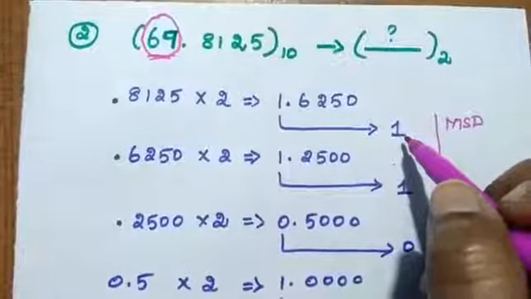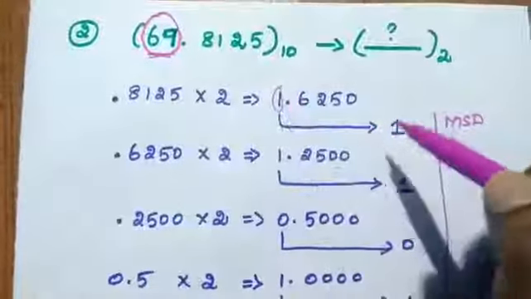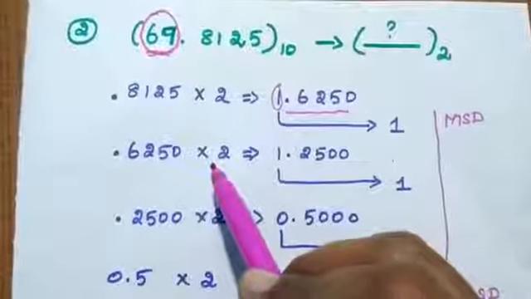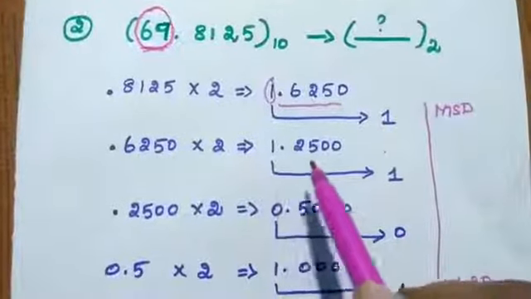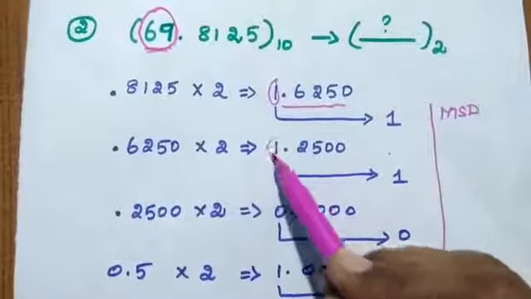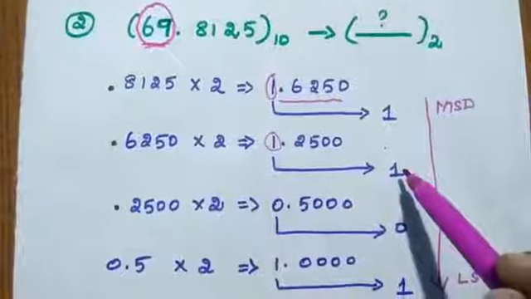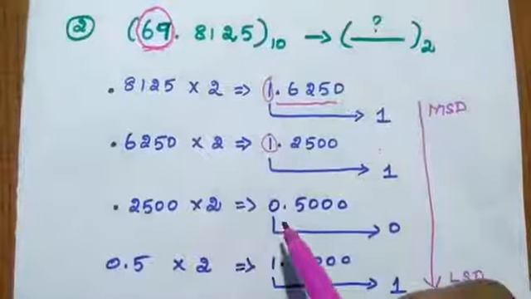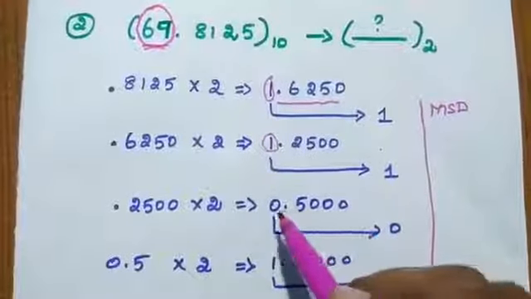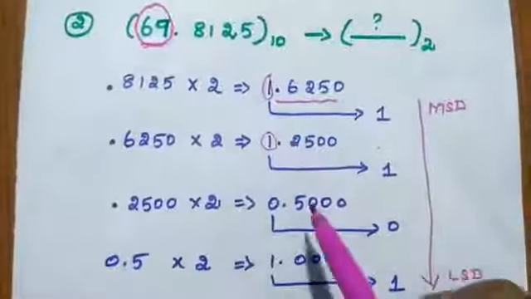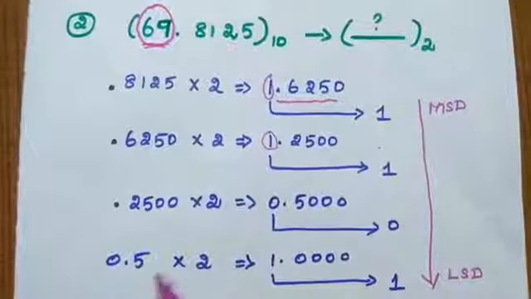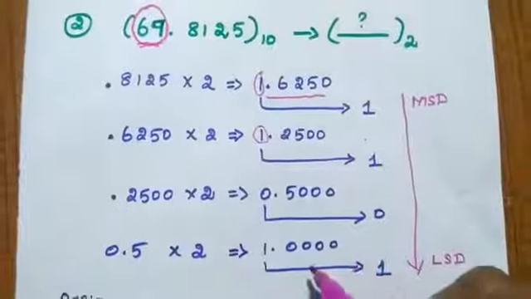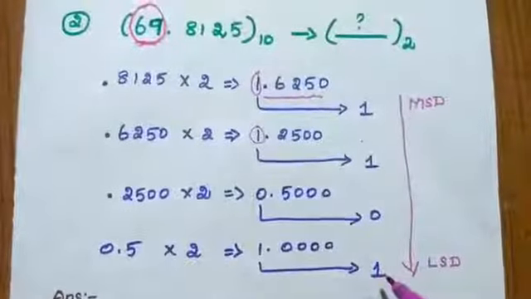So here we can take this integer value and move the fractional part here, 0.6250, multiplied by 2. We get 1.2500. We take this whole number to the side and take the fractional part alone, 0.2500, into 2. We get 0.5000. Here the whole number is 0. Then move this 0.5000 here and multiply that by 2. We get 1.0. So this is the last step here. We take this 1 over here.